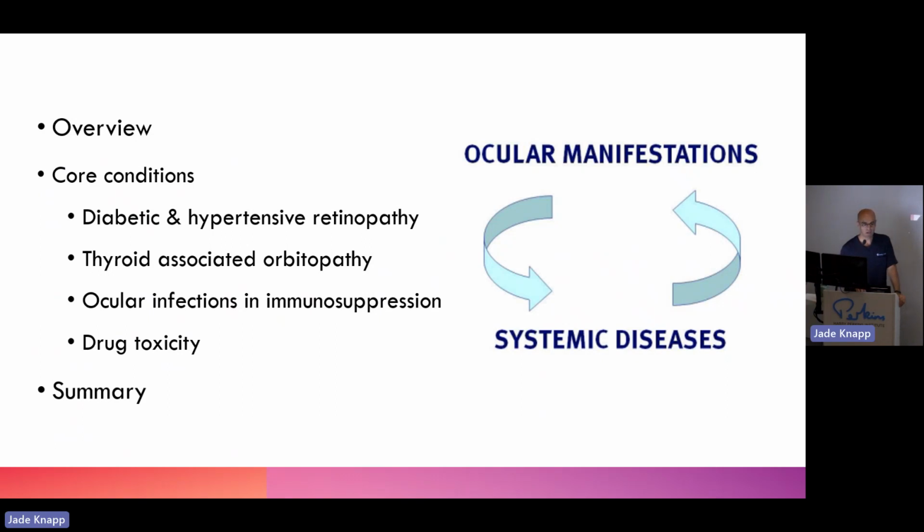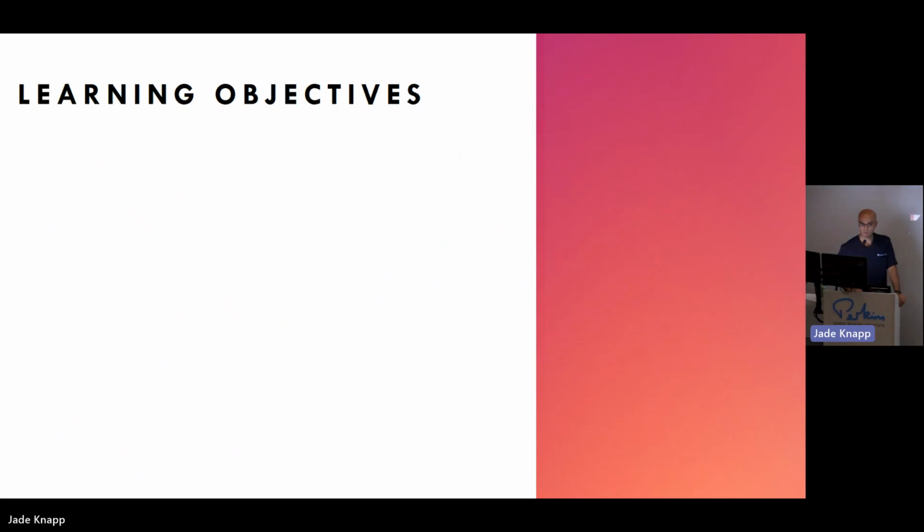The main conditions are diabetes, hypertensive retinopathy, so, garden variety hypertension, then thyroid eye disease, then there's some infections which occur in people who are immunosuppressed, and there's lots of drugs which can cause eye toxicity. So that's the group that I need you guys to know.